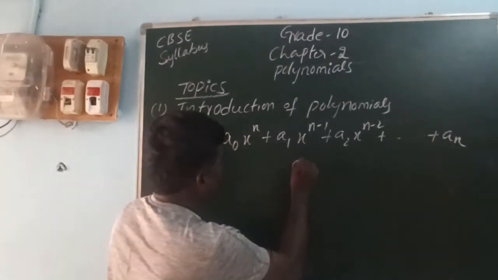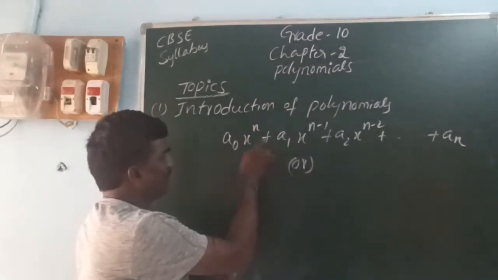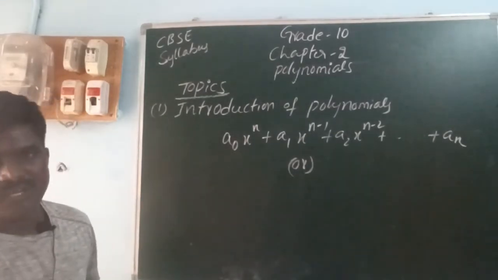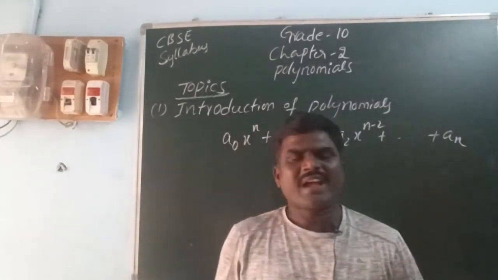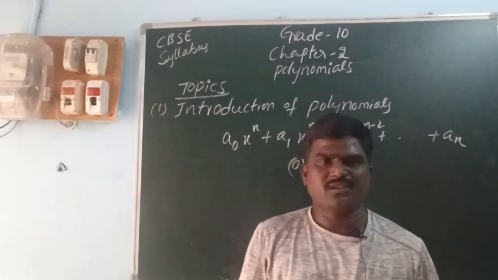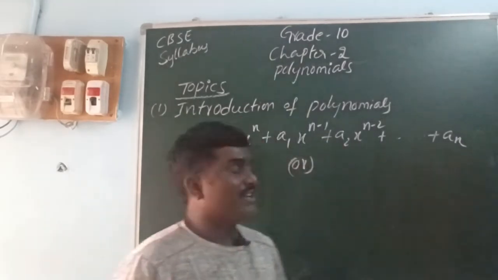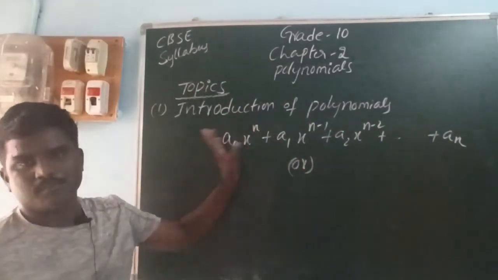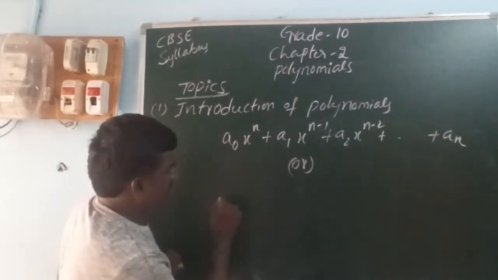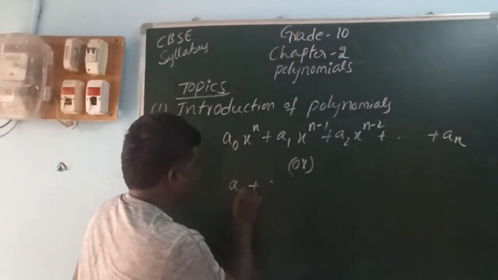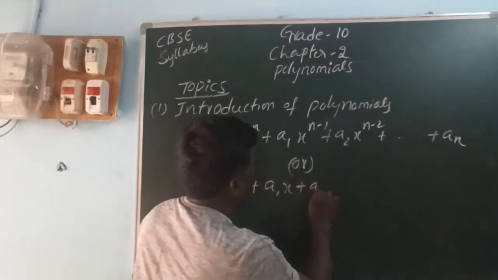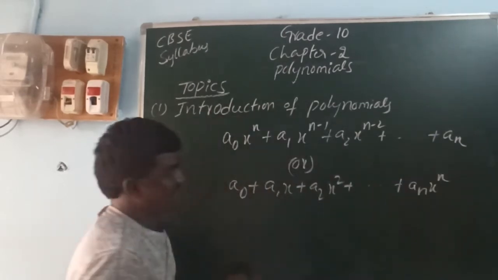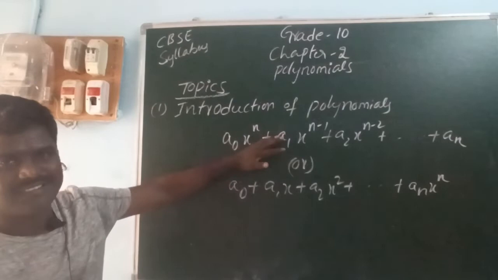Here x is the variable, and a0, a1, a2 and so on, an are coefficients. Coefficient means what? The factor of a term is called a coefficient. Constant coefficient, variable coefficient. So here a0, a1, a2 and so on, an are coefficients of the x variable. Or we can write it another way: a0 plus a1x plus a2 x square plus and so on plus an x power n. So this is the general form of an nth degree polynomial.